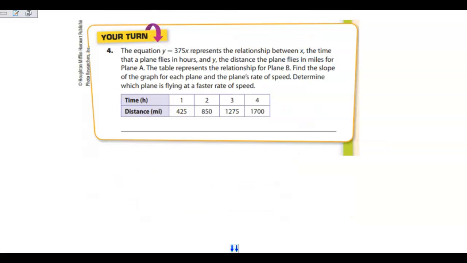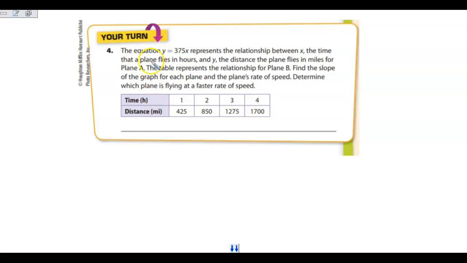Okay, let's do one. So the equation is y equals 375x represents the relationship between x, the time that a plane flies in hours, and y, the distance the plane flies in miles for plane A. The table represents the relationship for plane B. Find the slope of the graph for each plane and the plane's rate of speed.